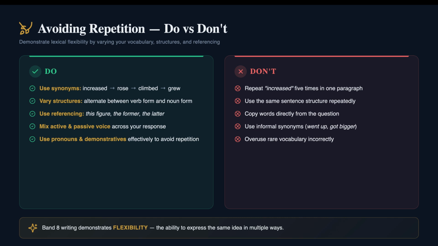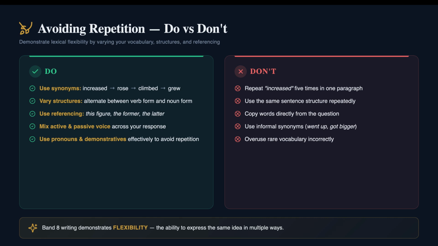Right, let's talk about avoiding repetition. Do versus don't, what you must do and what you mustn't do. So demonstrate lexical flexibility by varying your vocabulary or by playing with different vocabulary and structure. Here I refer to sentence structure and referencing. So there are two parts. Of course, the green part is do and the red part is don't. But let's go to do first. I love the positive part first.